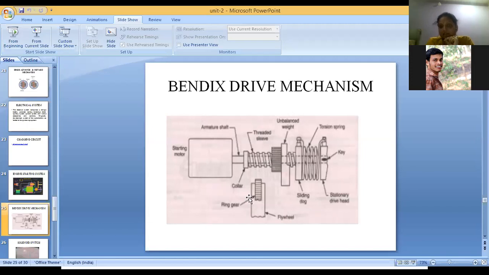So here what happens is when this motor starts rotating, this unbalanced weight will also start rotating and it will come forward. Okay, this pinion will come in contact with the flywheel, and now this flywheel will start rotating. Once the flywheel reaches the maximum speed, because of the unbalanced force, this will move back because of the torsion spring. So once the engine gets started, it will move back.